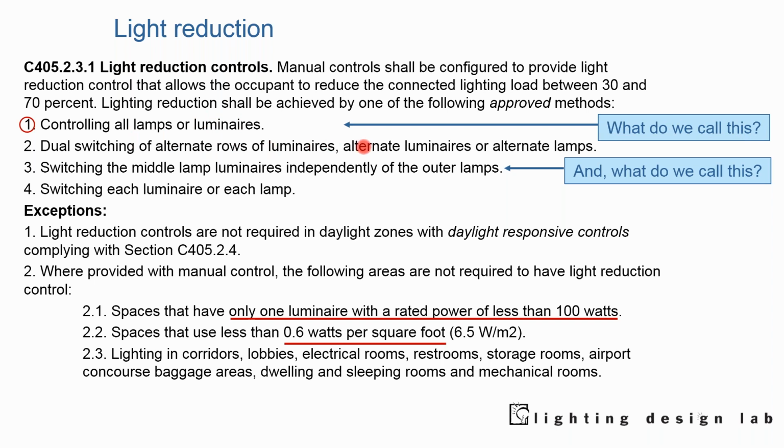Dual switching: alternate rows of luminaires, or switching the middle lamp of luminaires independently with the outer lamps. We call that inboard-outboard. And this is kind of an old technique that would only make sense if you were using fluorescent lighting. So probably not seeing that in new buildings or new construction.